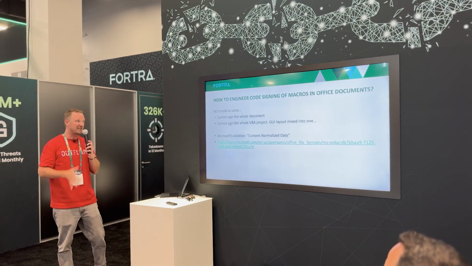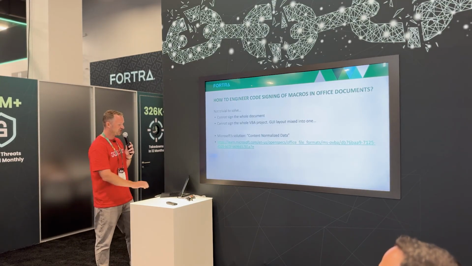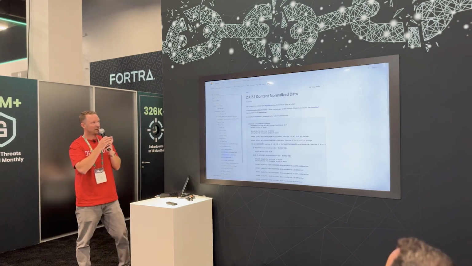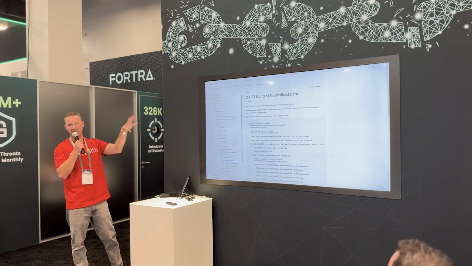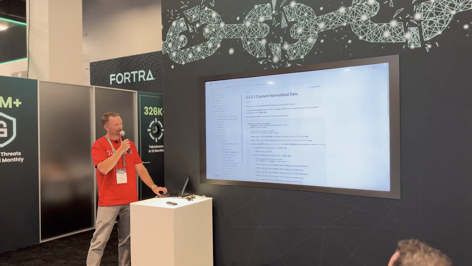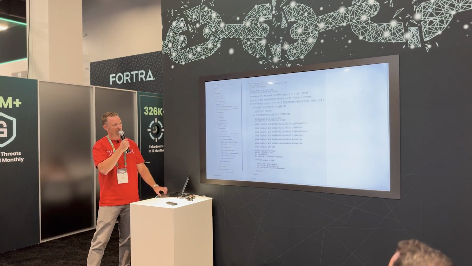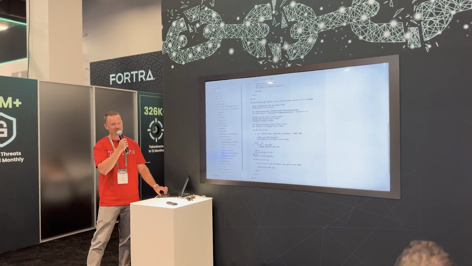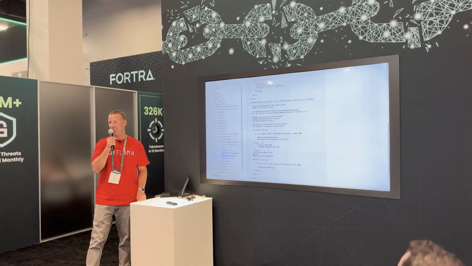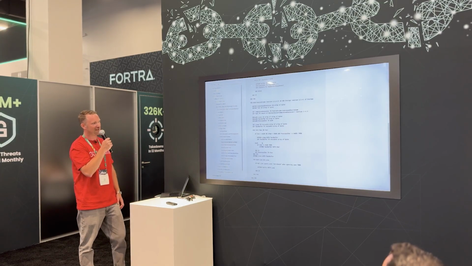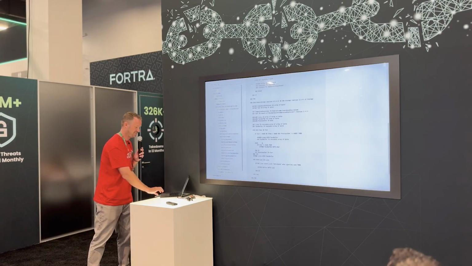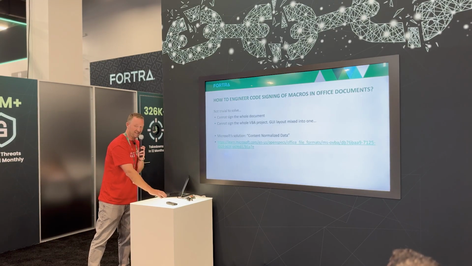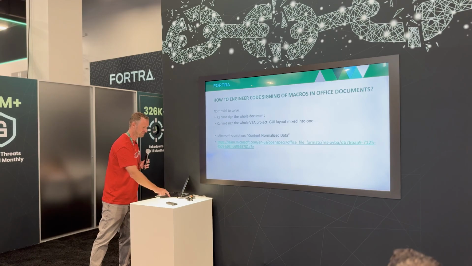So what Microsoft did is they came up with this really complex algorithm, which they call content normalized data. It's in the VBA specification, and it's this algorithm where they extract which information is to be included in the input stream to the hashing algorithm. And this algorithm, it's a couple of dozen lines of code, and it's crappy as hell. And let's explore why it's crappy.